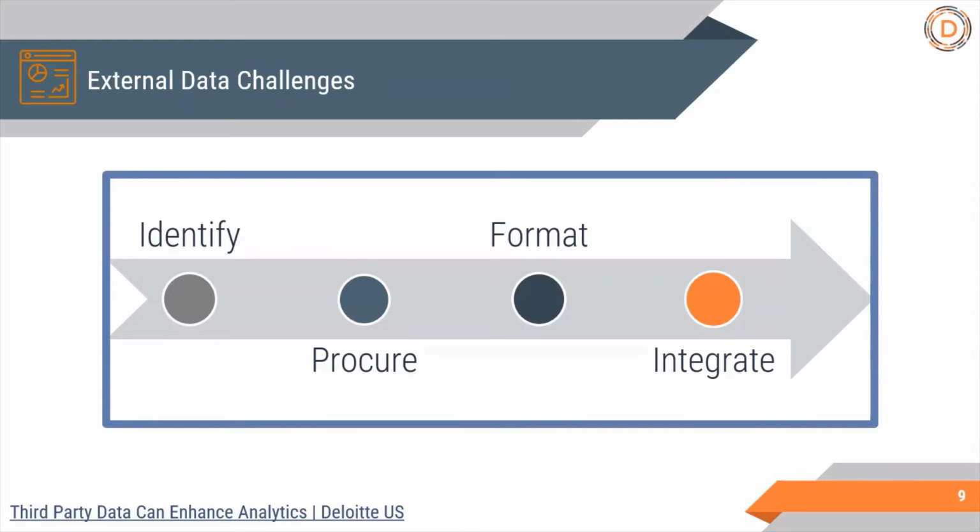Then the next challenge is getting the data in the right format to include in your analysis. For instance, your download might be in a PDF format, so you'll need to convert it to Excel or some kind of CSV format to allow you to do any analysis with the data. Finally, integrating the data with your existing organizational data can present its own challenges. How do you use this data to provide context for your story?